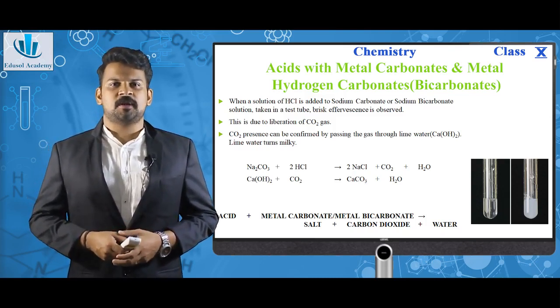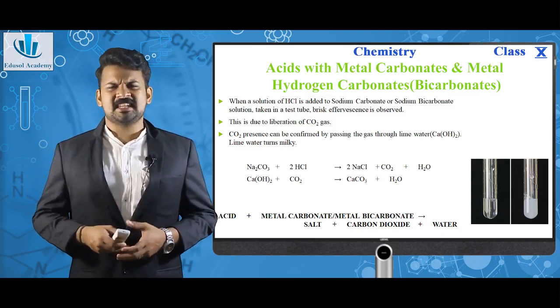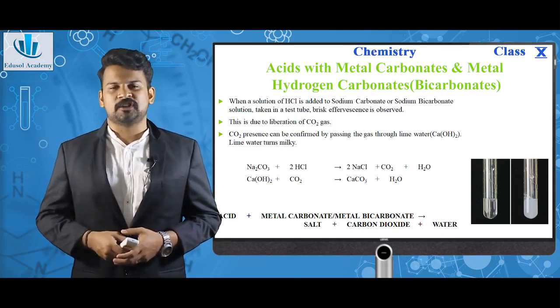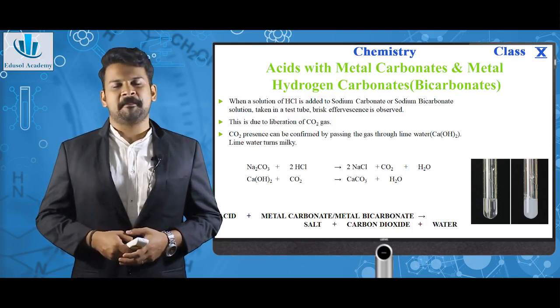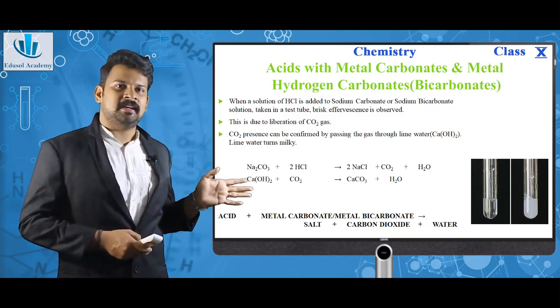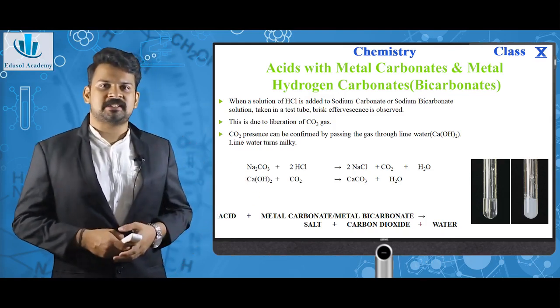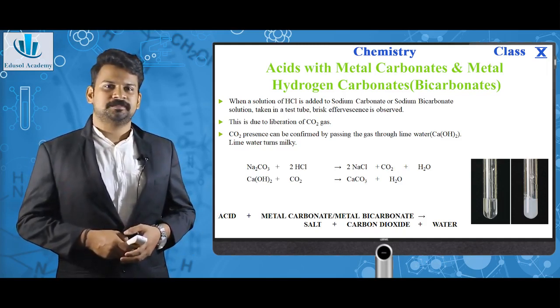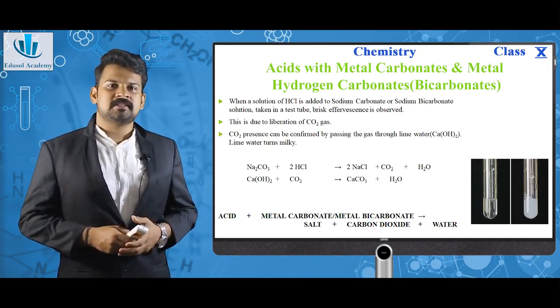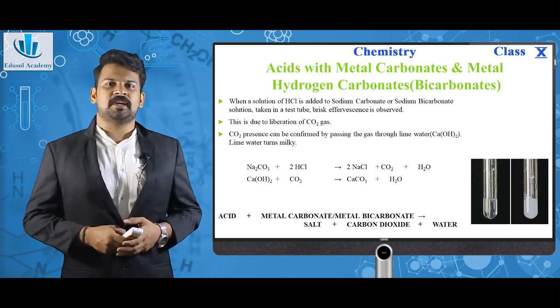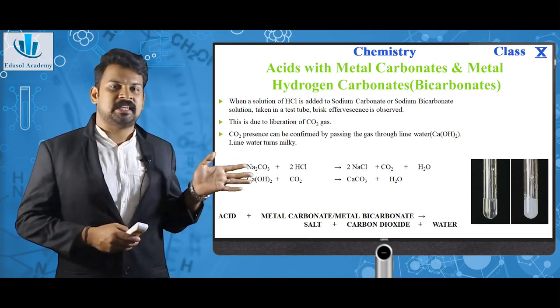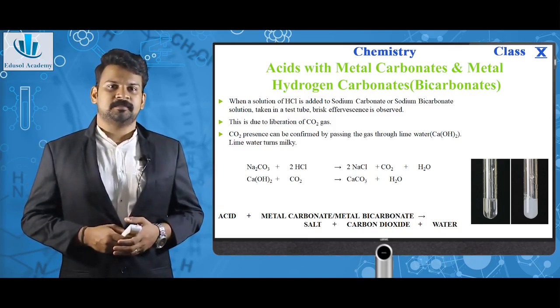Also, the confirmation of the CO2 is done by just passing that gas through lime water, which is calcium hydroxide. The lime water will turn milky. As you can see here, Na2CO3 plus HCl gives NaCl plus CO2 plus H2O. Ca(OH)2, calcium hydroxide, plus CO2 gives CaCO3, calcium carbonate. This is the white precipitate that you are seeing in the picture, plus water.